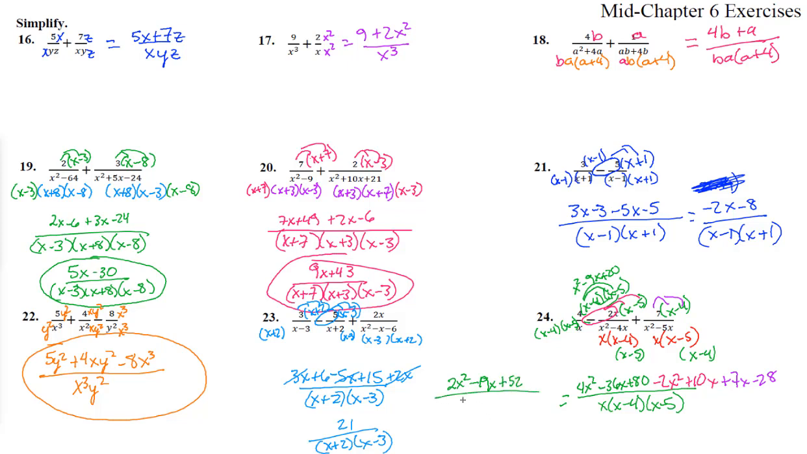All over x times x minus 4 times x minus 5. We should really check to see if this actually factors. 2 times 52 would be 104. 104 is what, 26 times 4, but I think that's as close as we'll get. So nope, that's not going to factor. So we're stuck right there.